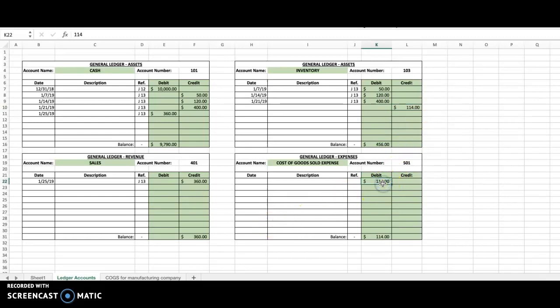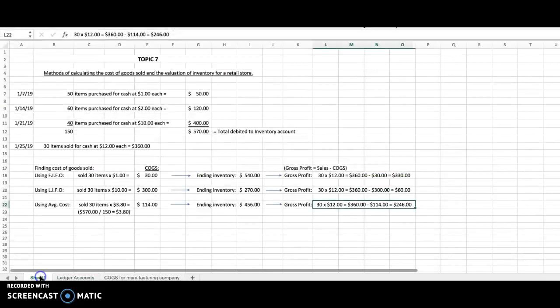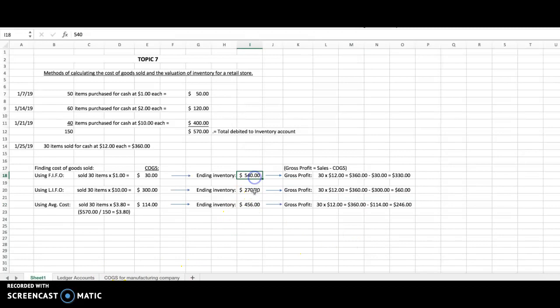But again, the method chosen by the company will determine what your gross profit will show and what your ending inventory will show. They'll always be a little bit different.